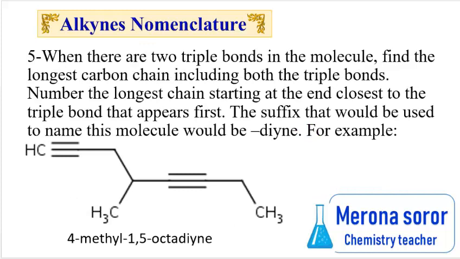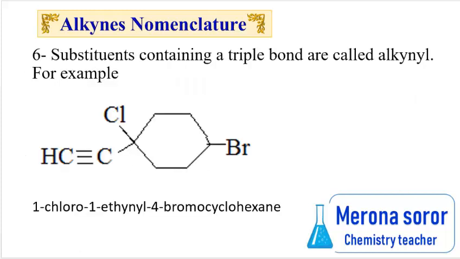Step number 5. When there are two triple bonds in the molecule, find the longest carbon chain, including both the triple bonds. Number the longest chain starting at the end closest to the triple bonds that appear first. The suffix that would be used to name this molecule would be diyne, for example, 4-methyl-1,5-octadiyne.